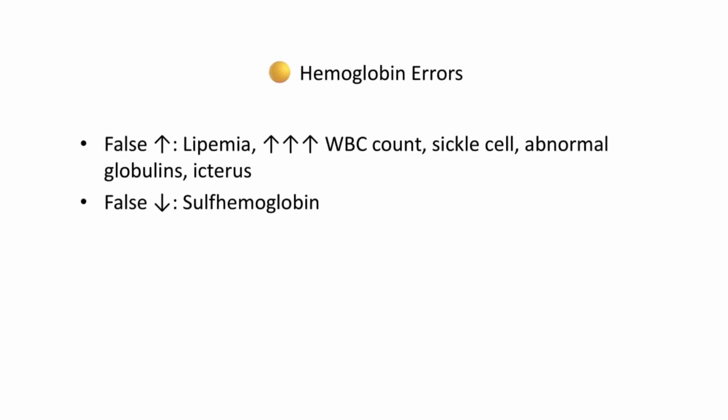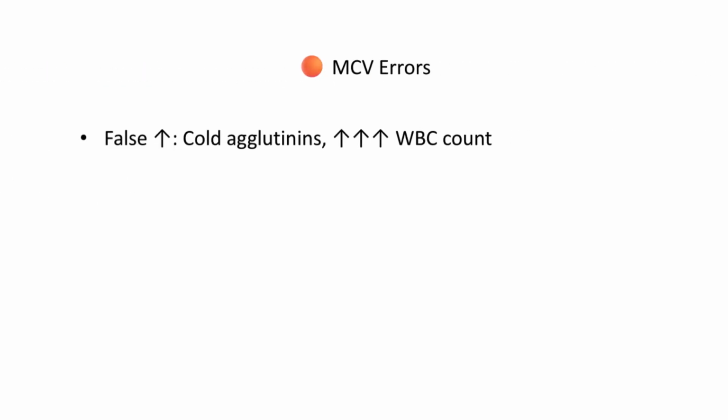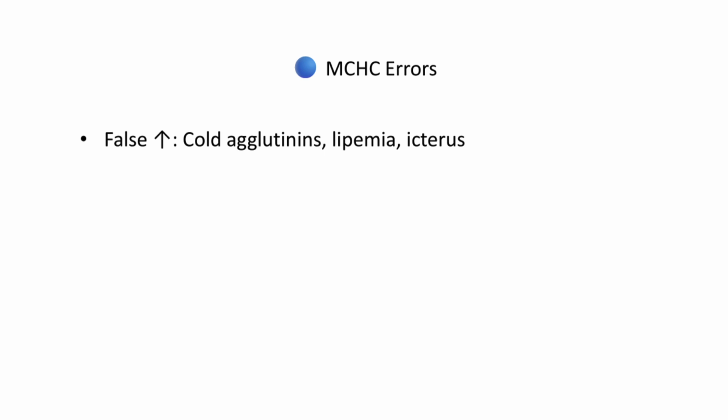For hemoglobin values, false increases can result from lipemia, very high white counts, sickle cell resistance, abnormal globulins, or icterus. False decreases may be caused by sulfhemoglobin. For MCV, false increases are commonly seen with cold agglutinins or very high white counts. And finally, for MCHC, false increases may be due to cold agglutinins, lipemia, or icterus. In summary, erroneous CBC results often arise from interferences such as clumping, abnormal cells, lipemia, hemolysis, or extreme leukocytosis, and must always be correlated with the blood smear and clinical picture.